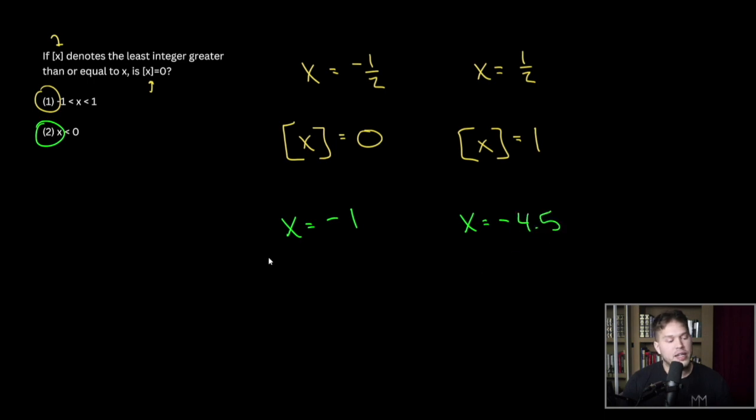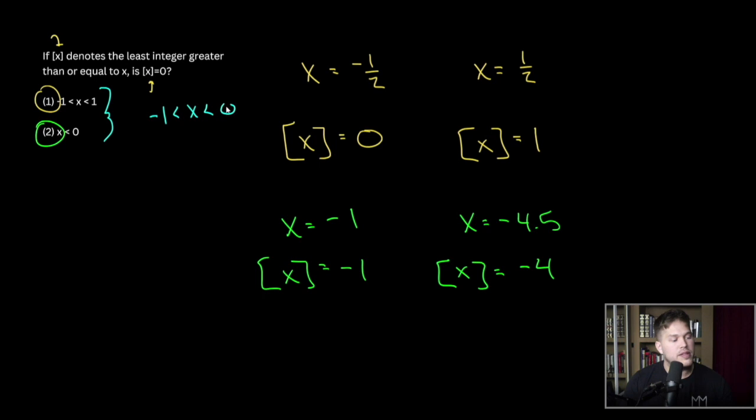And again, if x in brackets is equal to the least integer greater than or equal to x, well, this would still be -1. And x in brackets here would be -4, as -4 is the least integer greater than -4.5. Okay, so again, statement 2 alone is not sufficient. Now let's put the two statements together. If we put the two statements together, then we have that x is greater than -1, but less than 0.